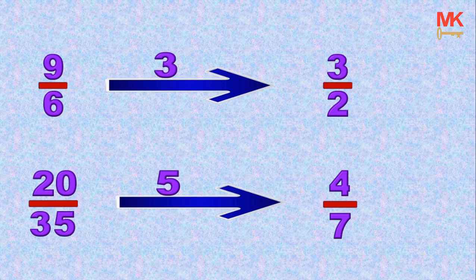This is the idea of reducing fractions. All you have to do is to look for the highest common factor of both the numerator and the denominator, and then use it to divide the numerator and the denominator of the fraction.